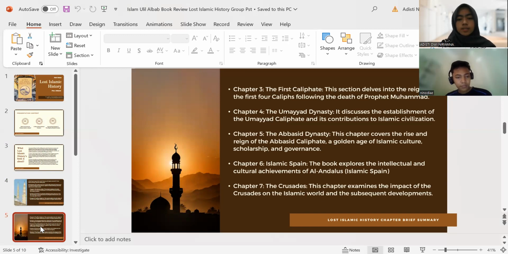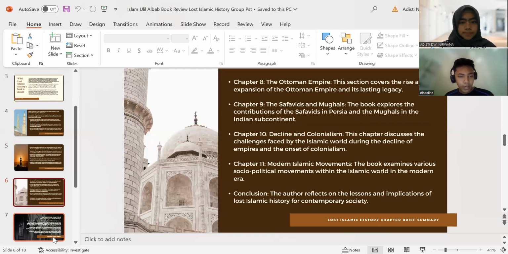Chapter 7, the Crusades. This chapter examines the impact of the Crusades on the Islamic world and the subsequent developments. And chapter 8, the Ottoman Empire. This section covers the rise and expansion of the Ottoman Empire and its lasting legacy. Chapter 9, the Safavids and the Mughals. The book explores the contributions of the Safavids in Persia and the Mughals in the Indian subcontinent.